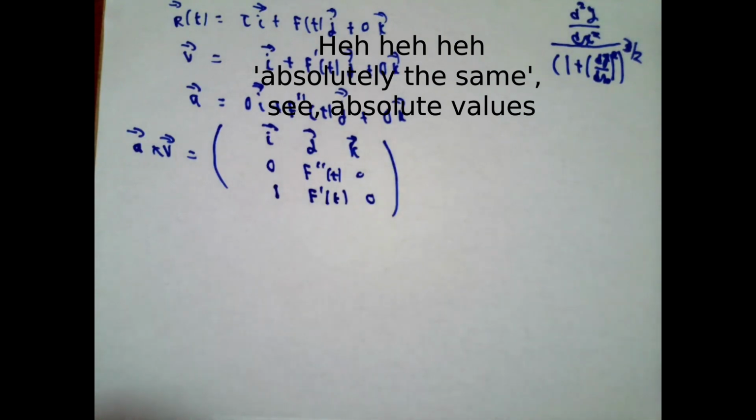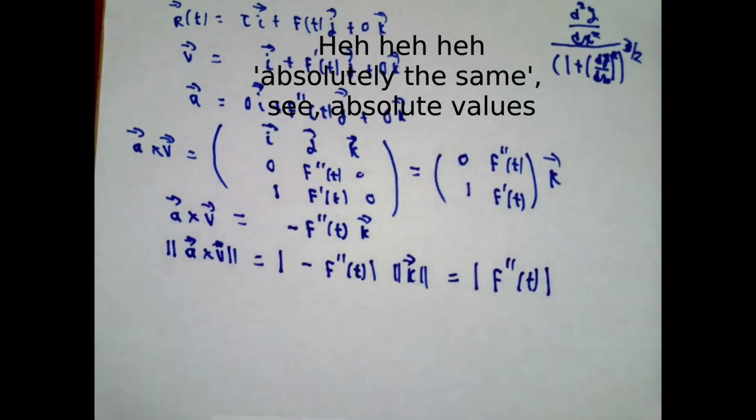Being lazy again, both the velocity and acceleration lie in the xy plane, so only the z component is going to amount to anything. Since I don't know if f double prime is positive or negative, I also don't know if negative f double prime is positive or negative.